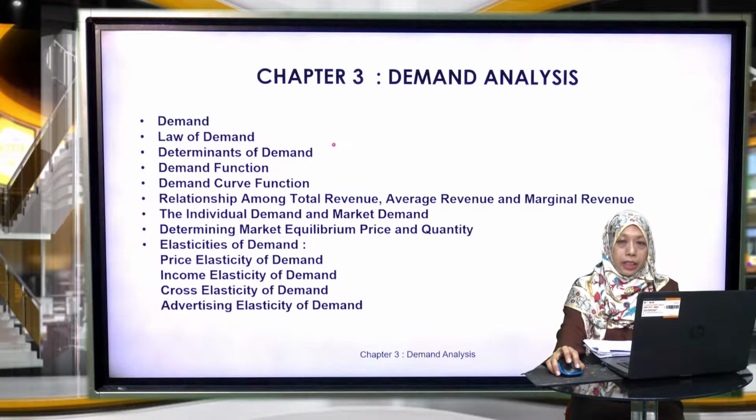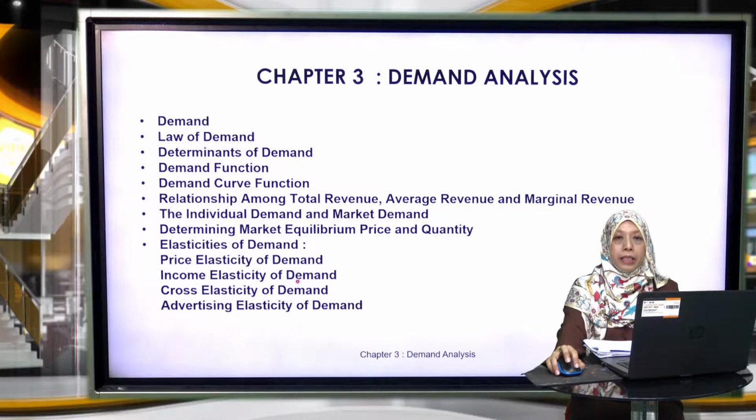The last section that we covered in the last lecture was on the difference between individual demand and market demand, and also how we can determine market equilibrium price and quantity. Now today what we plan to do is look at elasticities of demand.